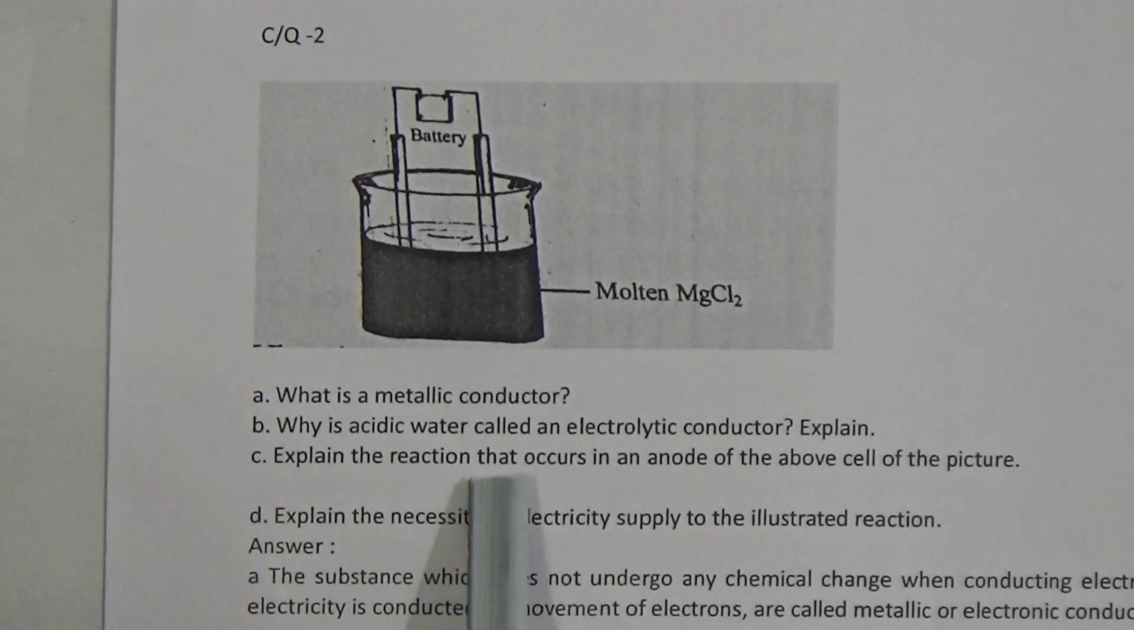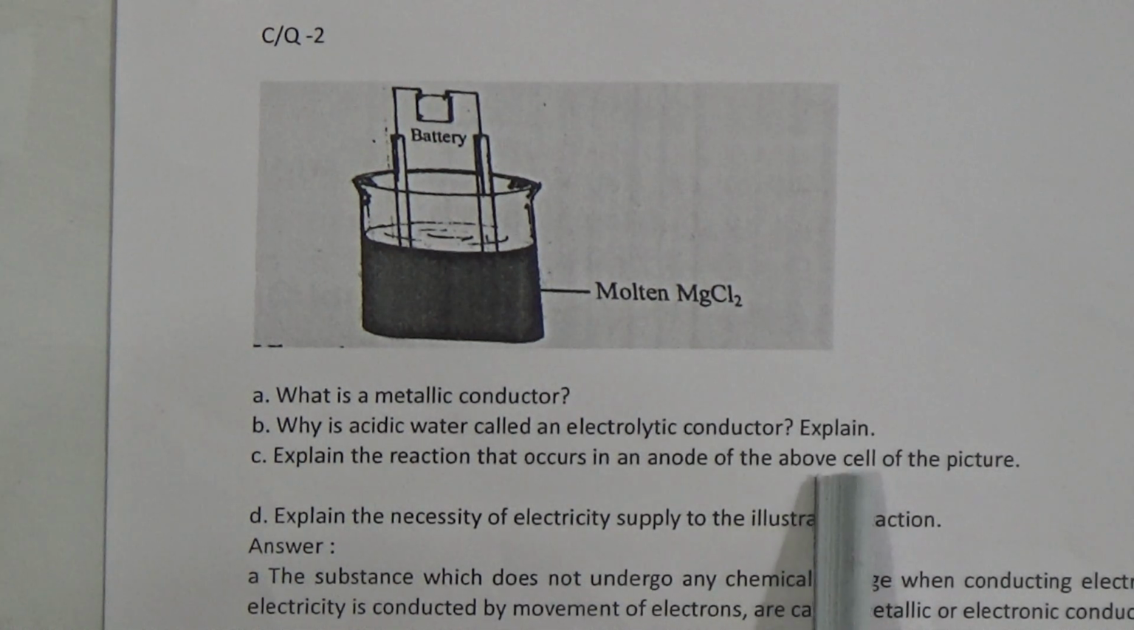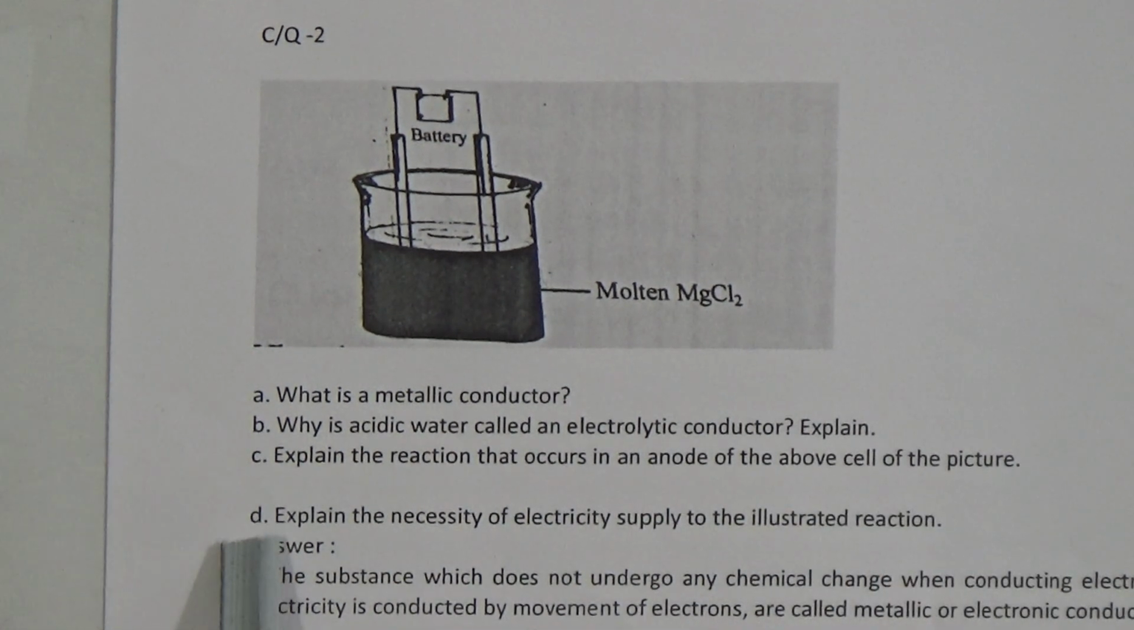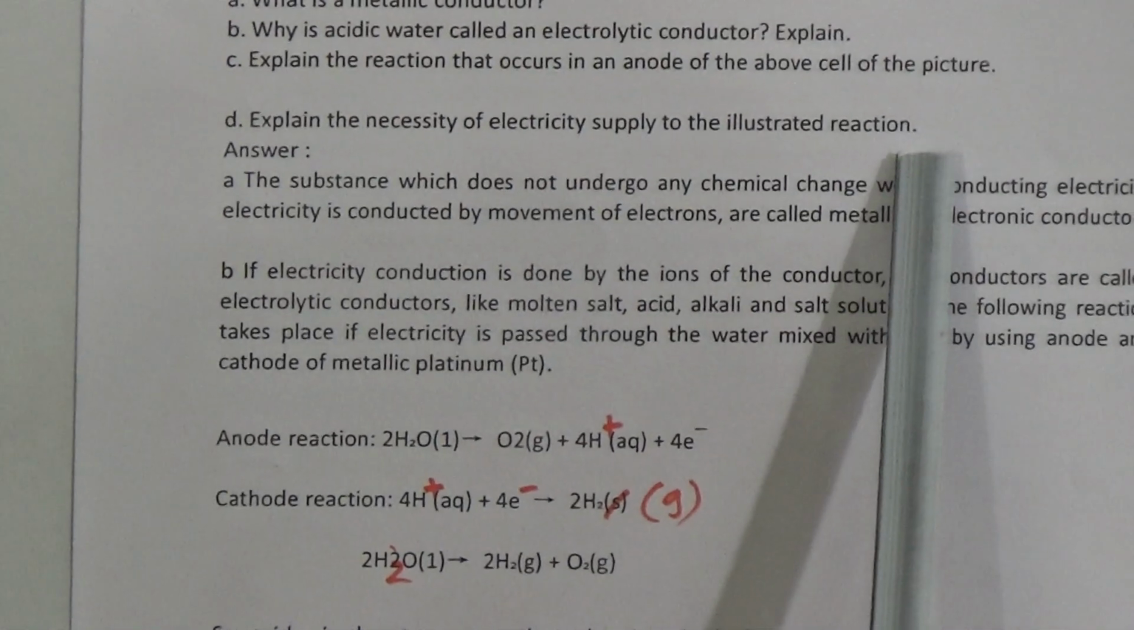Then explain the reaction that occurs at the anode above the cell in the picture. The last one is, explain the necessity of the electricity supply to the illustrated reaction.